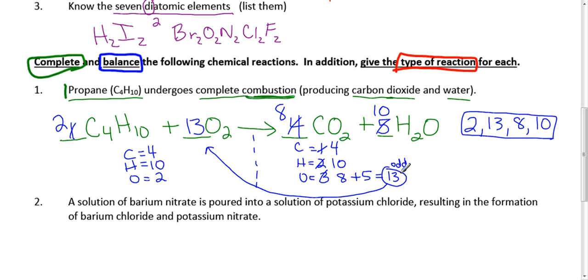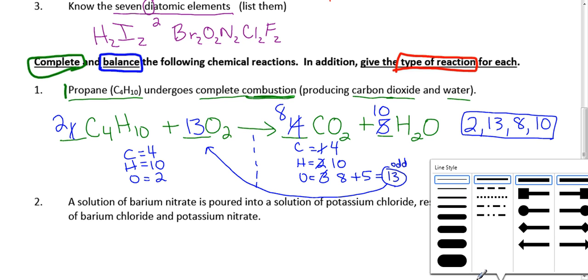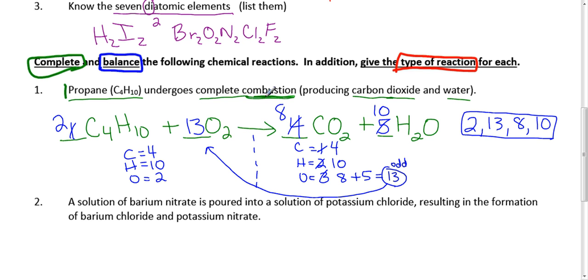Remember, that's only if you have an odd number, you have to do that for the oxygens. If this had been a 12 instead, then we could have just put a 6 there to make 12 oxygens. But it was an odd number, so we had to follow through with that process. Now, the last step here is to give our type of reaction. And they actually told us in the problem that this was combustion.